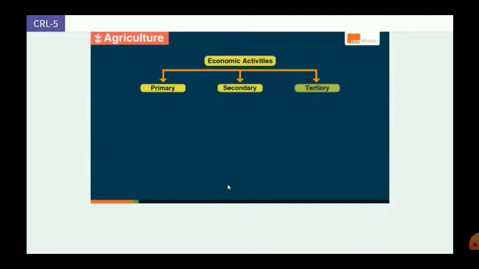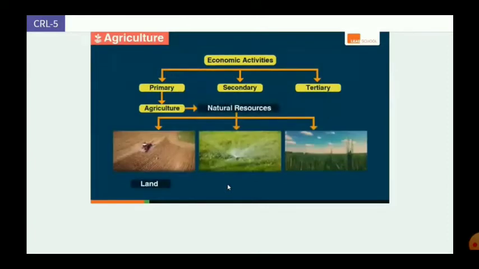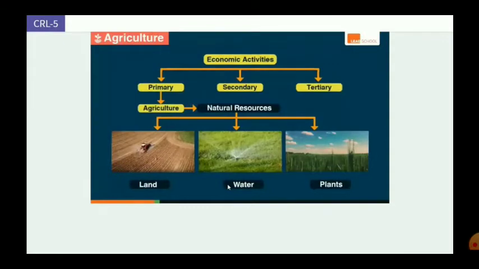We already know that economic activities can be classified as primary, secondary, and tertiary. Can you guess which category would agriculture fall in? Yes, since agriculture uses natural resources like land, water, and plants directly, we can say that it's a primary activity. Today, we will be learning a little more about this primary activity, agriculture.